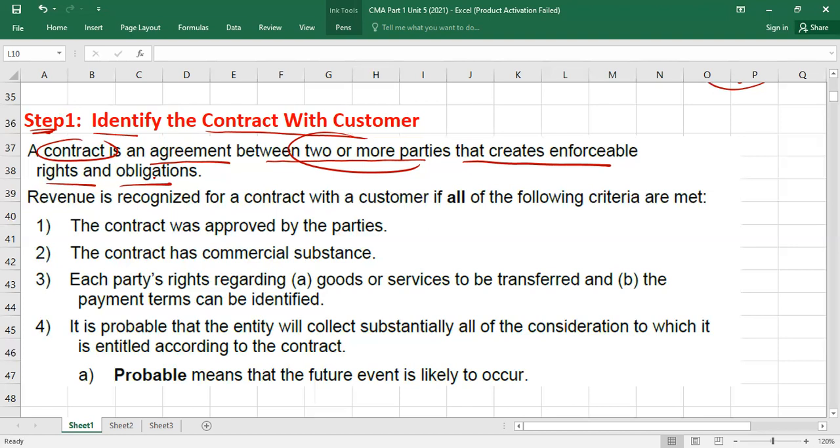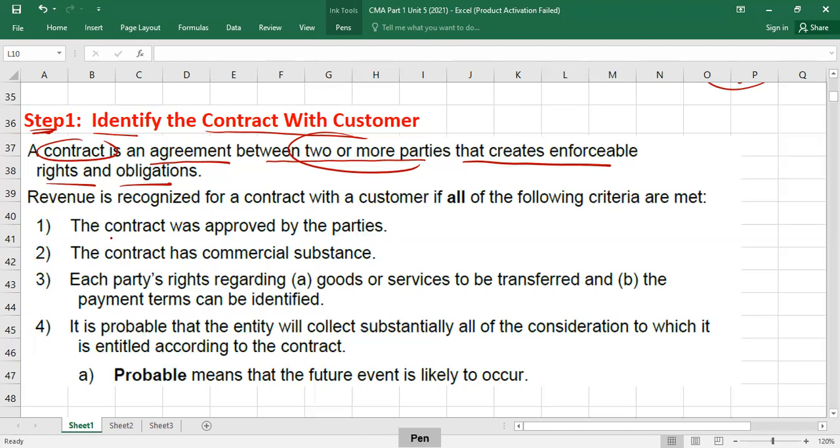Understood? Now, guys, when we identify the contracts, we also need to understand these 4 points while identifying the contract. Point number 1.